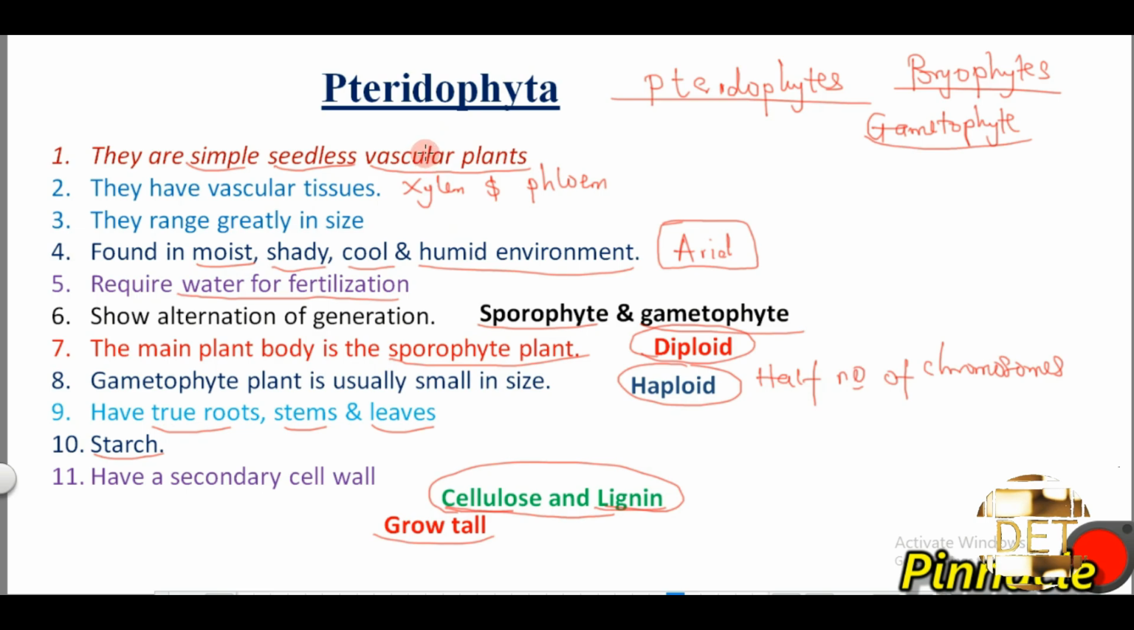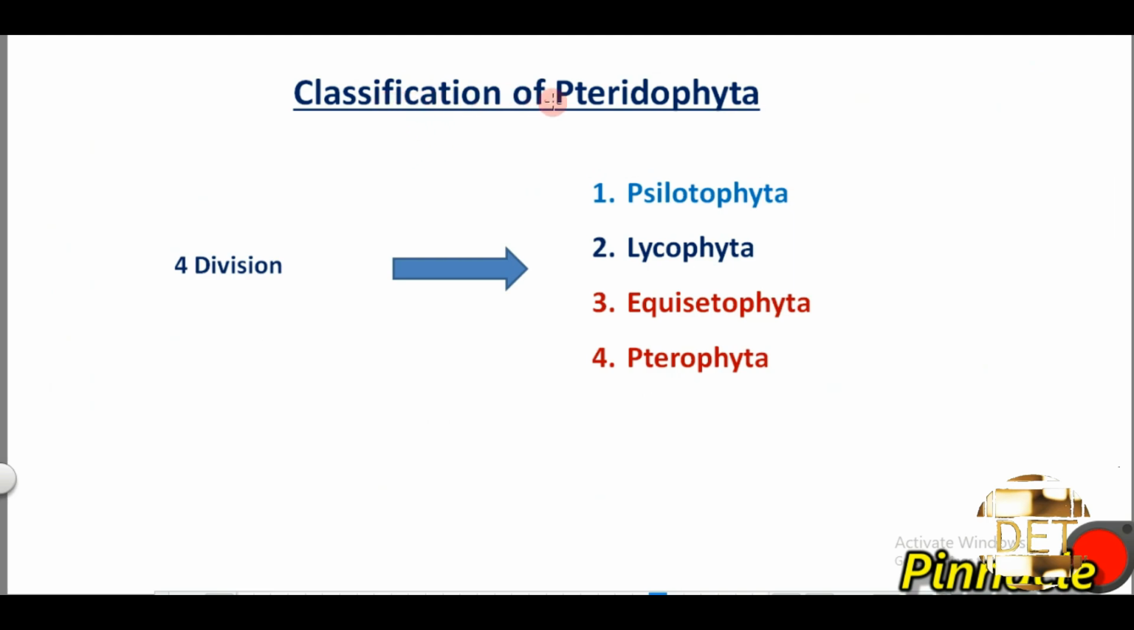Having known this, the next thing that we should be looking at is the classification of the phylum Pteridophyta. The phylum Pteridophyta is divided into four main divisions. We have division Pseudophyta, division Lycophyta, division Equisetophita, and division Pterophyta. These are the four main divisions under the phylum Pteridophyta.